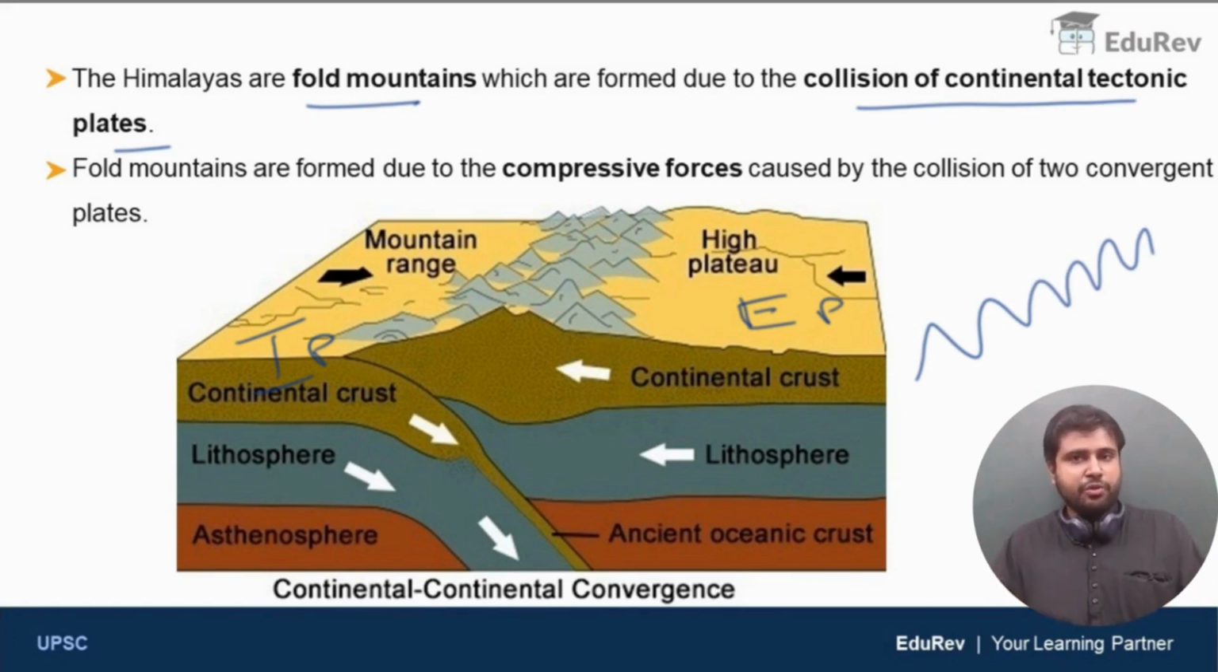So let me just repeat this one more time. The Indian plate collided with the Eurasian plate. The Indian plate has continental crust, as does the Eurasian plate. So when two tectonic plates collide, both having continental crust, the crust or the material at the boundary of the two plates will get compressed in the middle. And then it has nowhere but to go up.